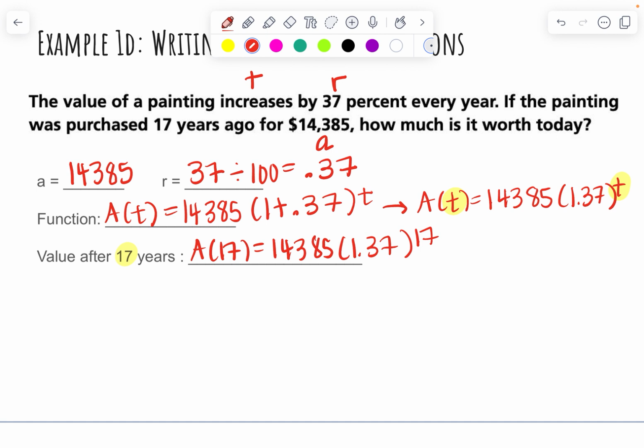So if you buy this painting for $14,385, after 17 years, if it goes up by 37% each year, this painting is going to be worth $3,035.68. Whew, that's a lot.